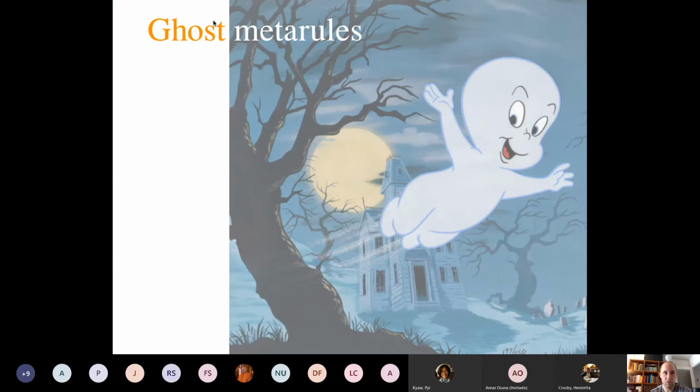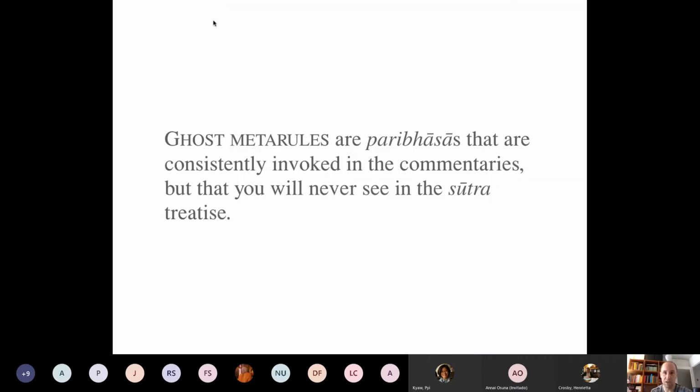Now, finally, we're going to see what I call the ghost method rules. First, I chose a picture of a real ghost that was very scary, but I got the suggestion that I should change the picture. So I chose Casper, the friendly ghost, and I think that's more appropriate, because these ghost method rules are actually friendly ghosts. They are very useful and they are friendly. The ghost method rules are paribhasas that are consistently invoked or used in the commentaries of the Kaccāyana and other commentaries, but that you will never see in the sutra treatise.